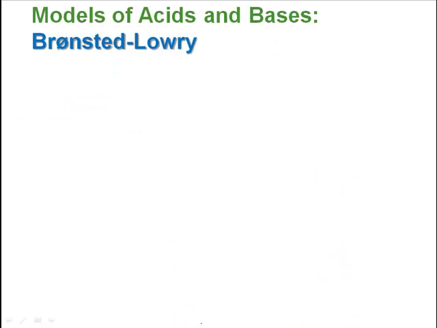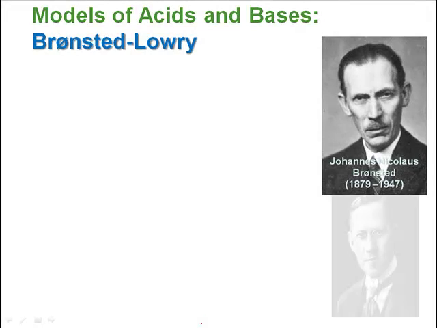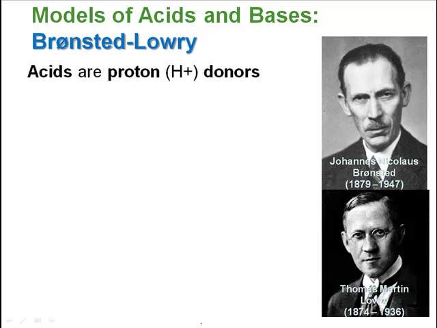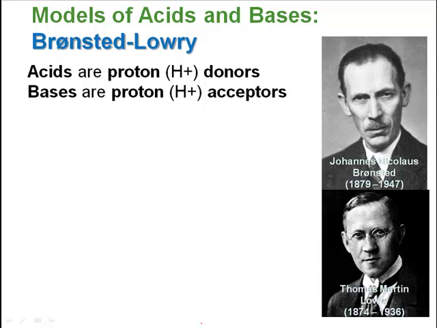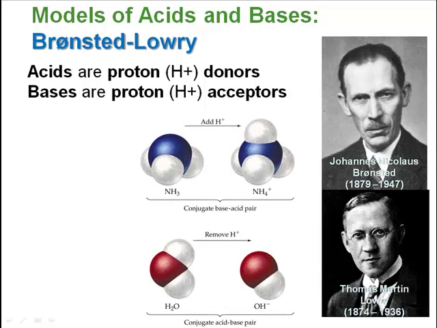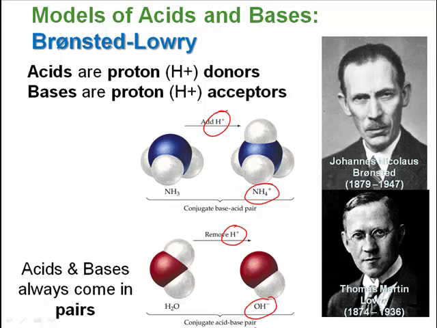Models of acids and bases. The first model is called the Bronsted-Lowry theory. Acids are proton donors. Bases are proton acceptors. So there's a transfer of this hydrogen ion called a proton. What happens is this NH3, when you add an H plus to it, becomes NH4 plus. Here, water, when you take away the H plus, becomes just OH minus.